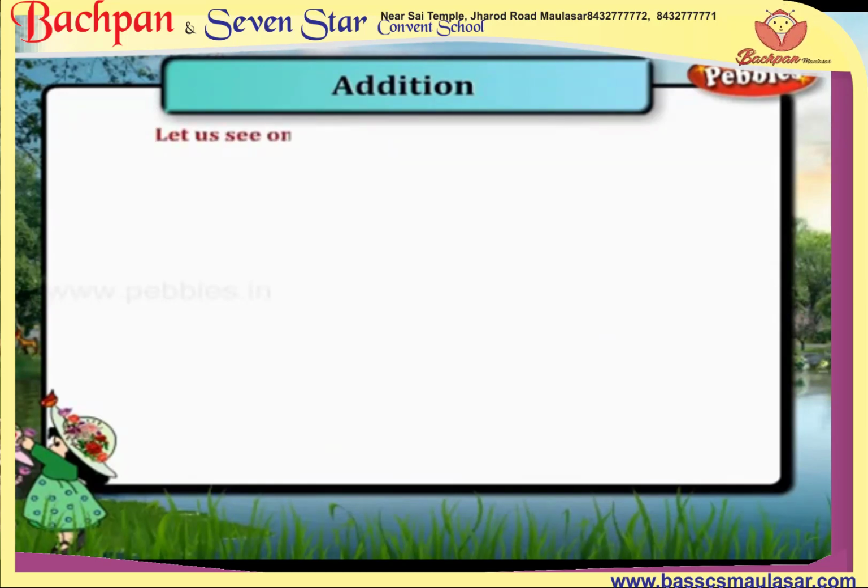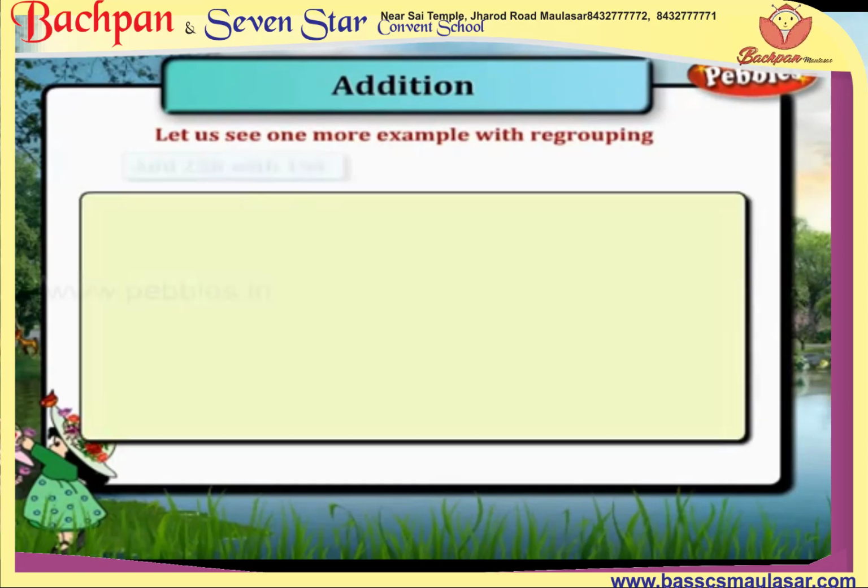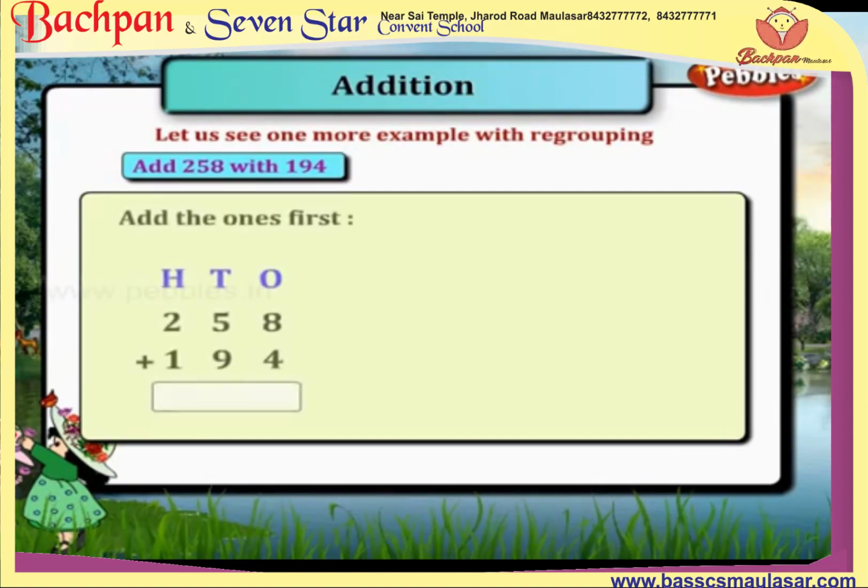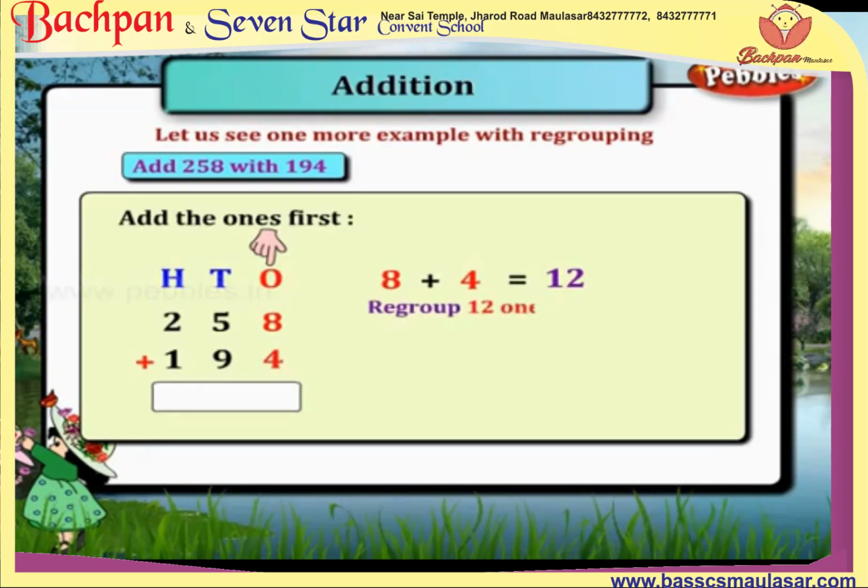Let us see one more example with regrouping. Add 258 with 194. Add the ones first. 8 plus 4 is equal to 12. Regroup 12 ones to 2 ones and 1 ten.